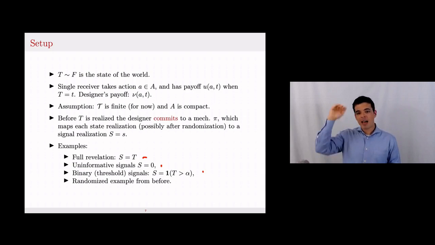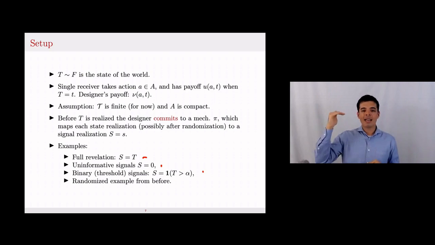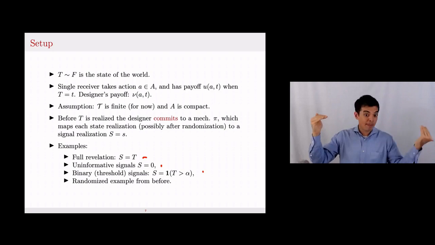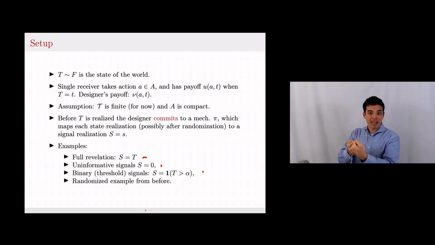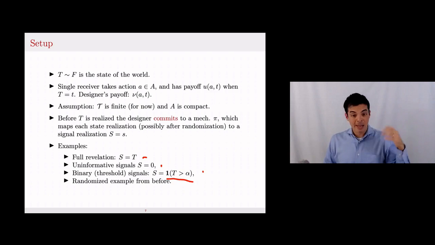So you can think about the higher states as good states, lower states as bad states, and the designer can choose a threshold and help the receiver learn when the state is good versus bad, right? That's an example of a mechanism. The designer can commit to this alpha, and given that alpha that she committed to, once the state is realized, she can evaluate this indicator variable and reveal it to the receiver.